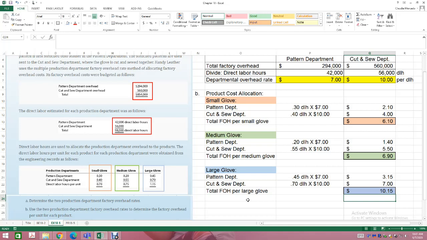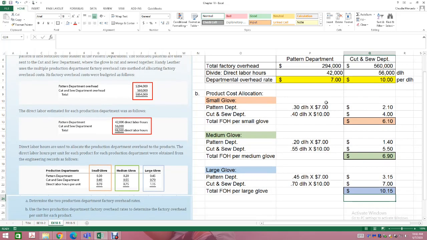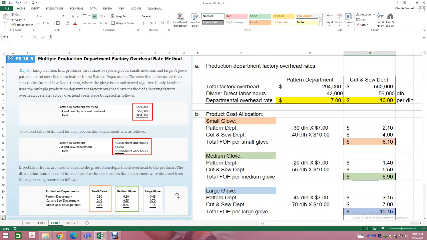The key here is getting your departmental overhead rate correctly, because we're using these two rates down here. Once we get these rates, you just multiply the rates times the number of hours we're going to expend for each type of glove in each of the departments to get our factory overhead for that specific product. So that is the second problem that you're going to have on your homework.